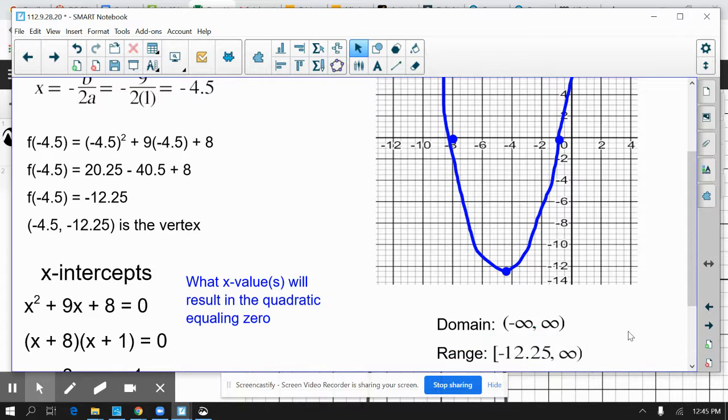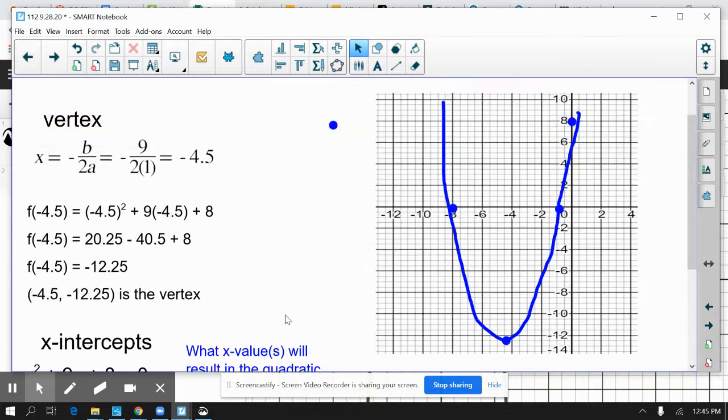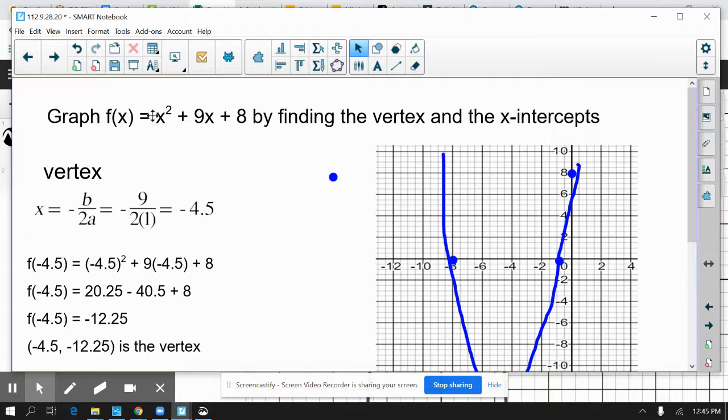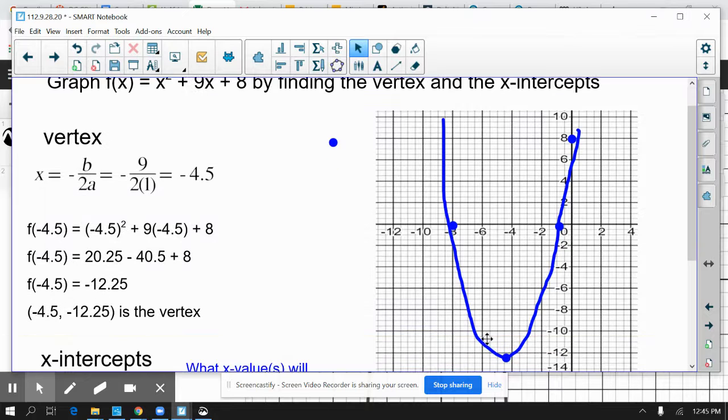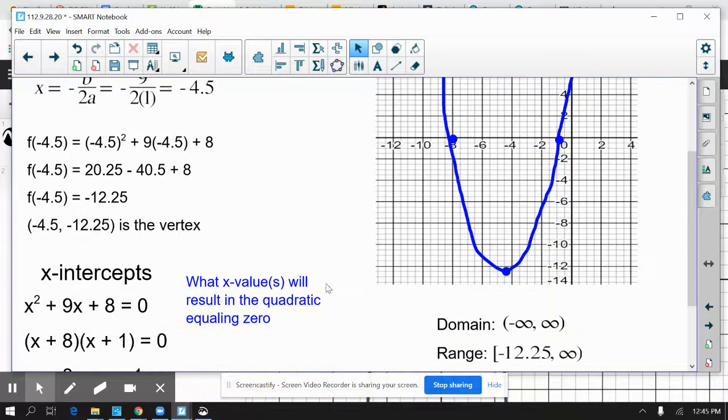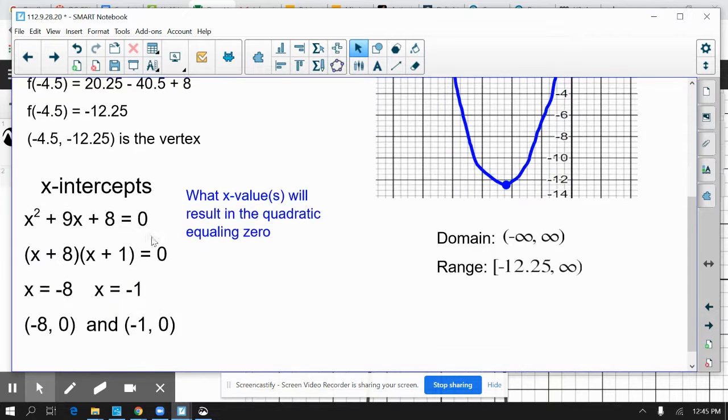But we knew that even before we graphed it, because since there's a positive a value, +1, that means it's facing up. And if it's facing up, then it has a minimum. The minimum y value is at the vertex, and every other y value is above this y value.